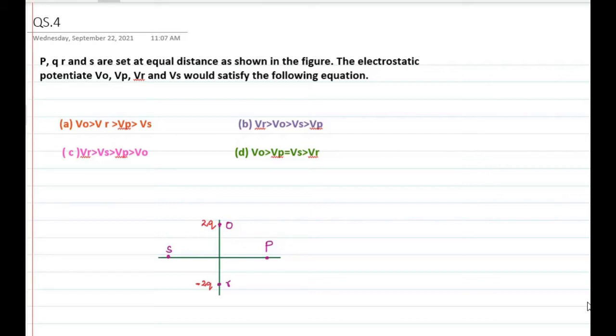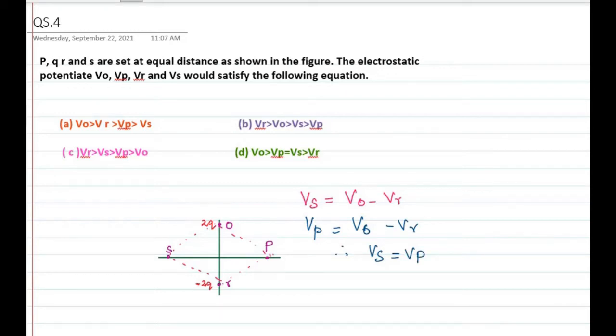So when you compare X and P, they are at equal distance. Given the question, all the points are at equal distance. So the potential at X is at equal distance from R and O. So potential of O minus VR. Similarly, the potential at P is also at equal distance from point O as well as point R. So from this we conclude that Vs will be equal to Vp, have same magnitude.